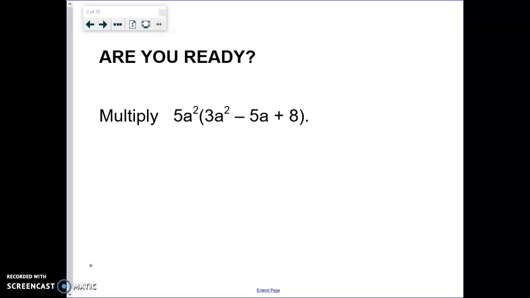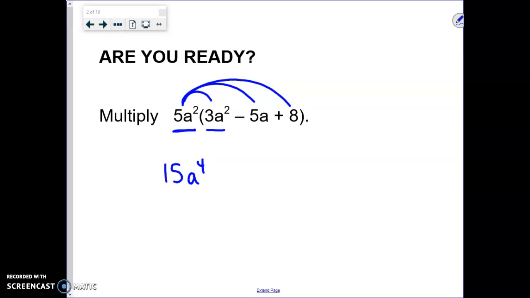Okay, so now that you've had a chance to do these, let's see how you did. On the first one, basically all we're going to do is our distributive property. We're going to take 5a squared times each of these three terms in that three-term polynomial. We call it a trinomial. So the first one we're going to do is take 5a squared times 3a squared. And if you do that, you get 5 times 3 is 15. A squared times a squared, you add the exponents, is a to the fourth.